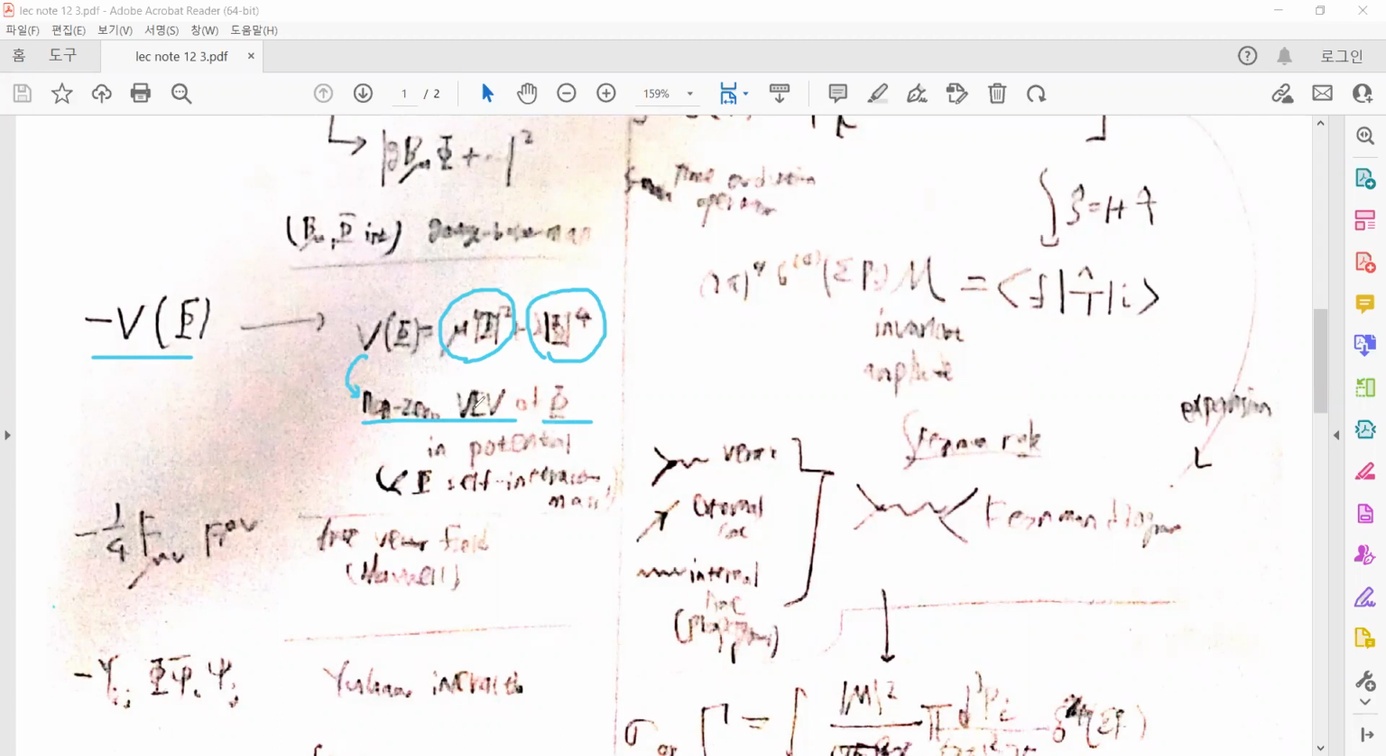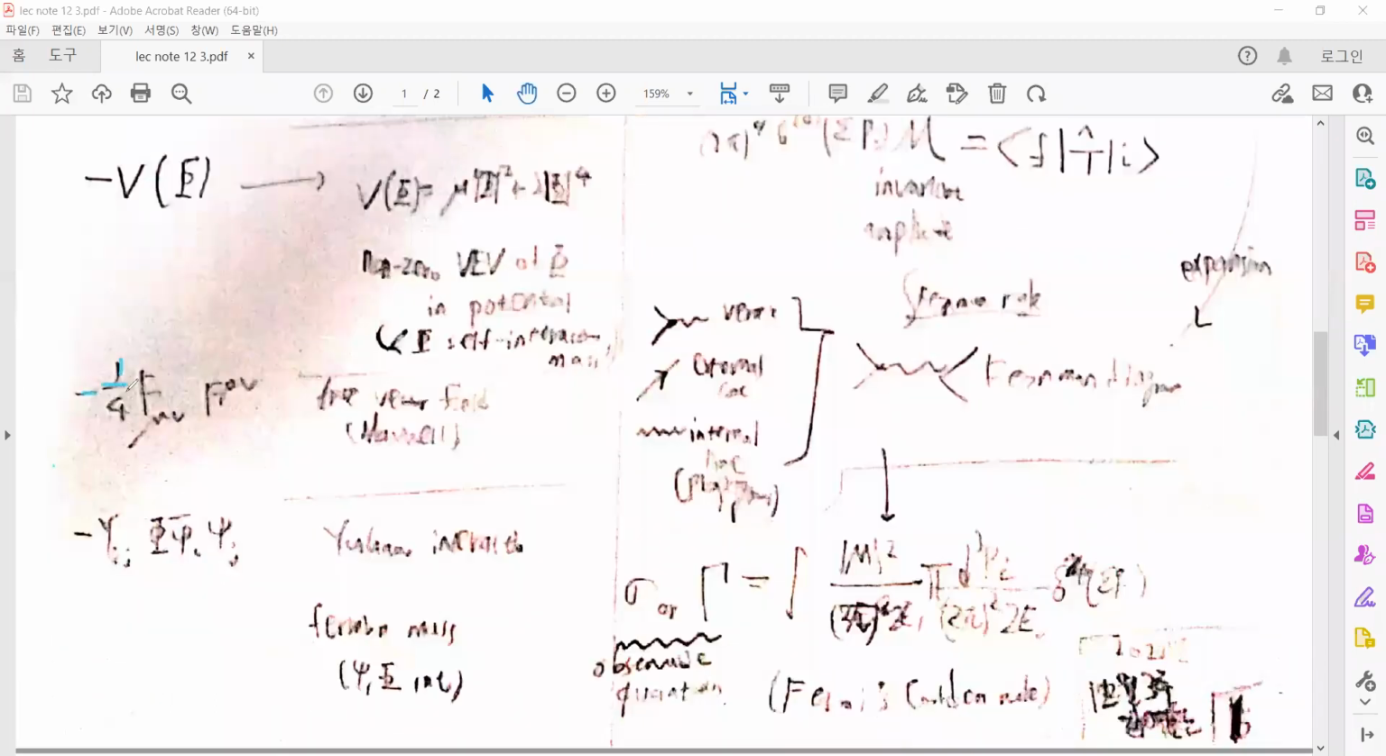And the next possible interaction is the kinetic term for the vector field, constructed by the field strength F mu nu. F mu nu is defined as the commutator of the partial derivatives and the A mu. And if we insert the kinetic term into the Euler-Lagrange equation, then we can determine the Maxwell equations, which describe the propagation of the free vector field.